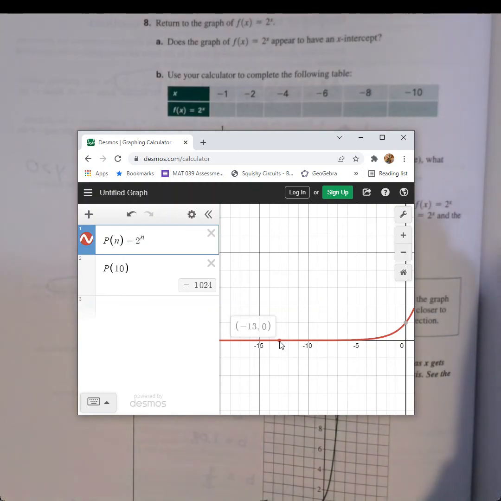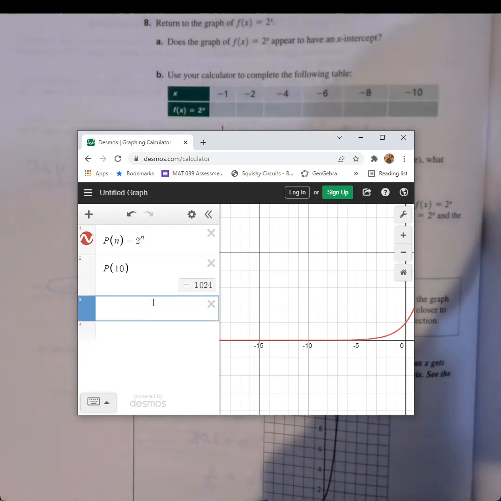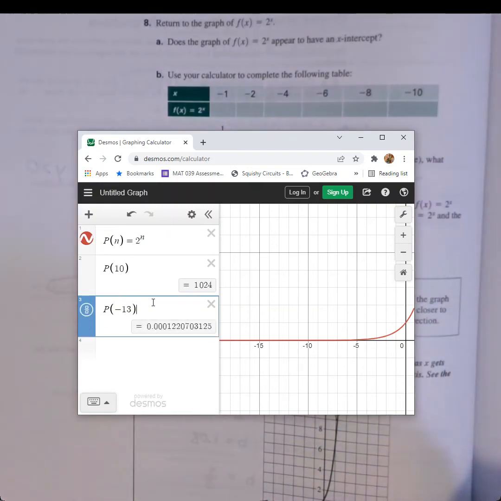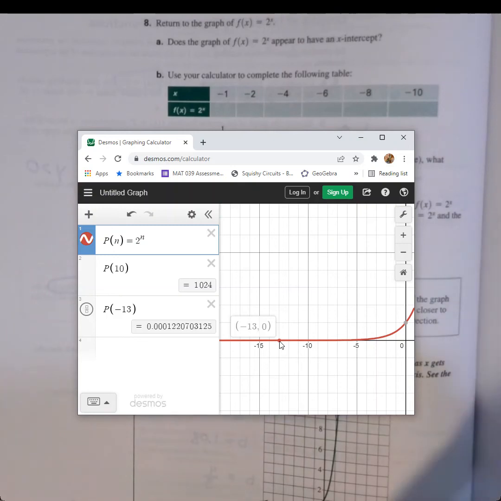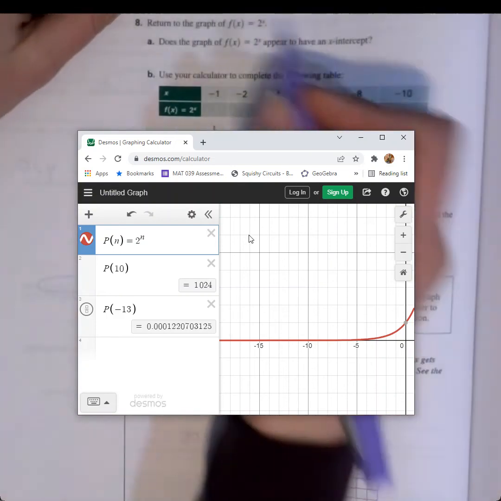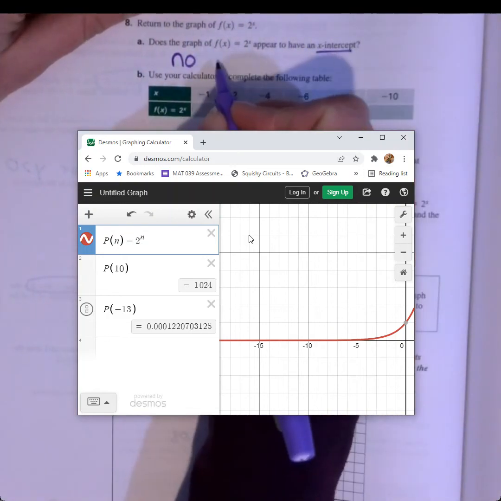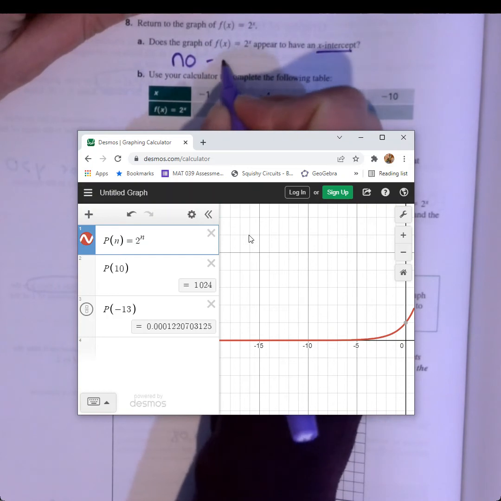So let me take negative 13 for the input just for fun here. If we do p of negative 13, see how it's not 0? It's 0.00012. So on the graph, they're going to round it to 3 places. So it's showing us a 0 there, but that's just rounded to 0. It's not 0 itself. So it's not actually touching the x-axis here. So I need to answer this as no. It does not appear to have an x-intercept. It gets close, but it never touches the x-axis.